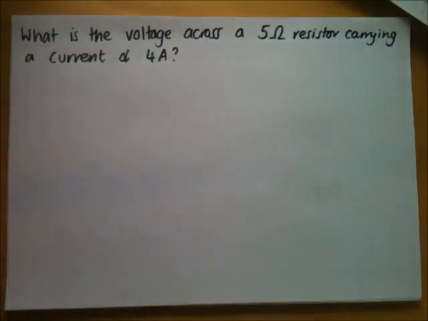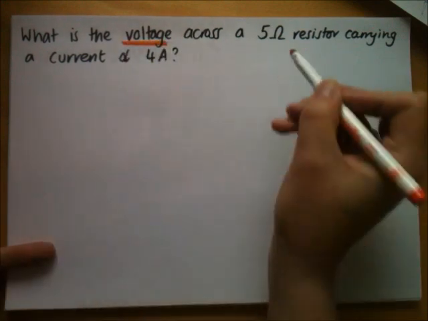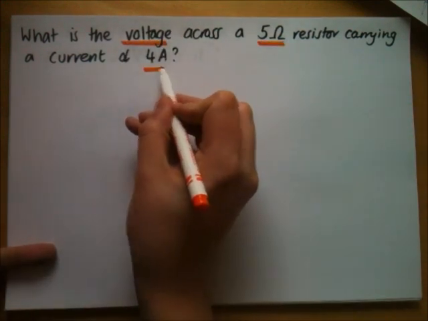Now, there's 2 more ways they can ask this question. So here we've got a separate one. What is the voltage across a 5 ohm resistor carrying a current of 4 amps?